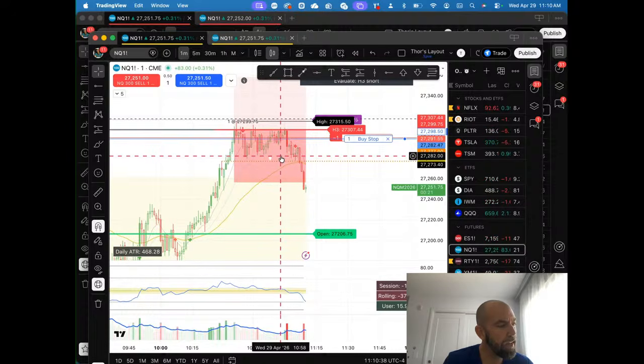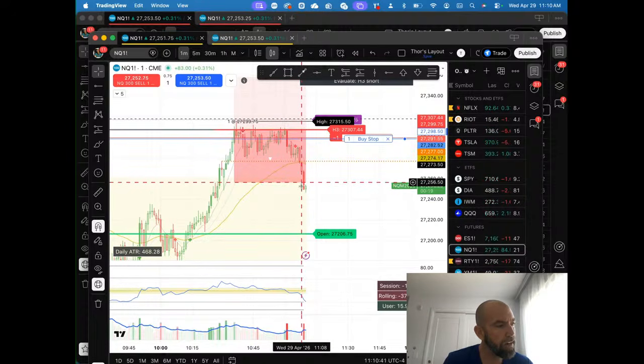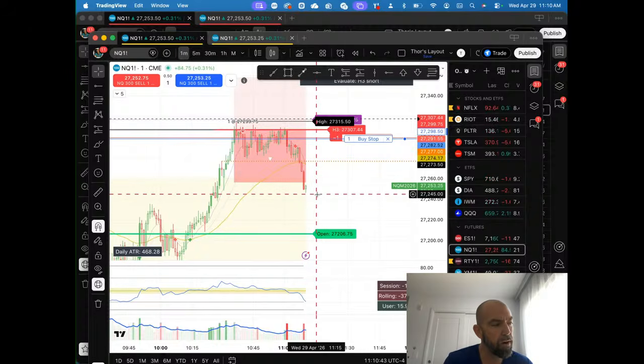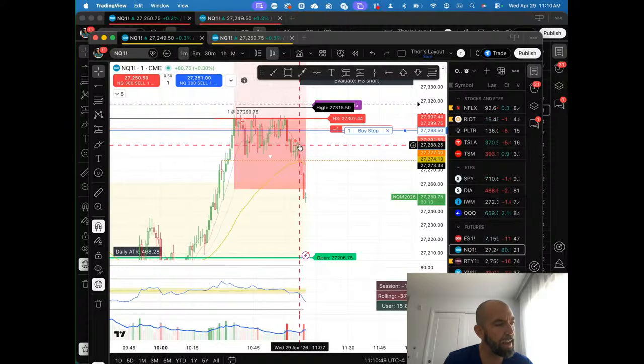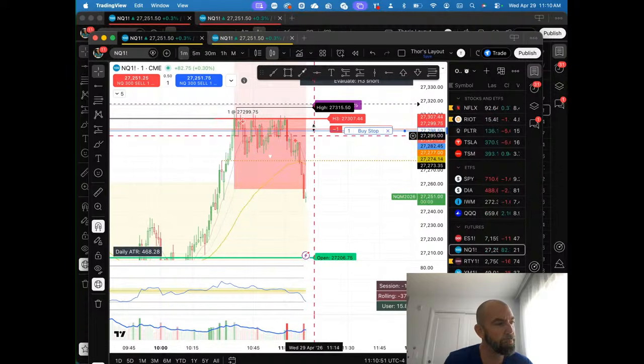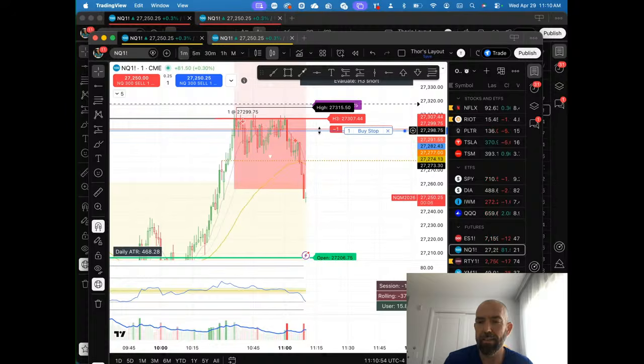What I like is that now that we're outside the box, which means we've moved more than an R in my direction, I'm going to go ahead and move to break even. If this regains the 50, regains the 20 and the 9, and then comes back up here, I'm out, right? There's no reason to hang on to this one if that happens.